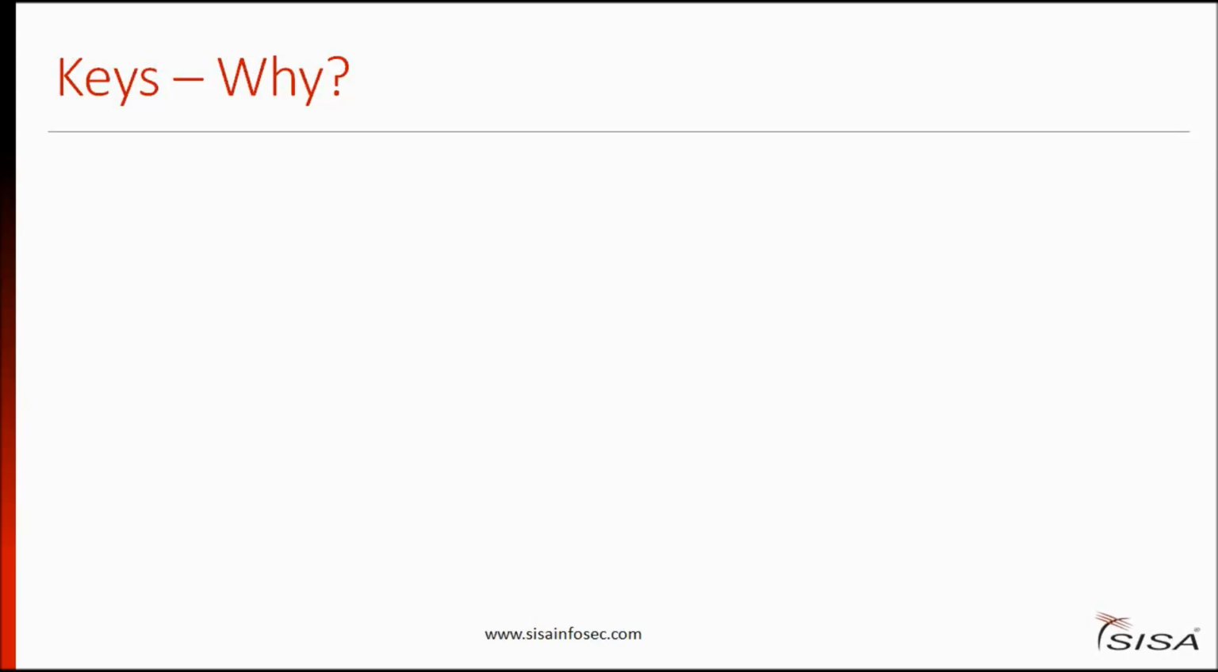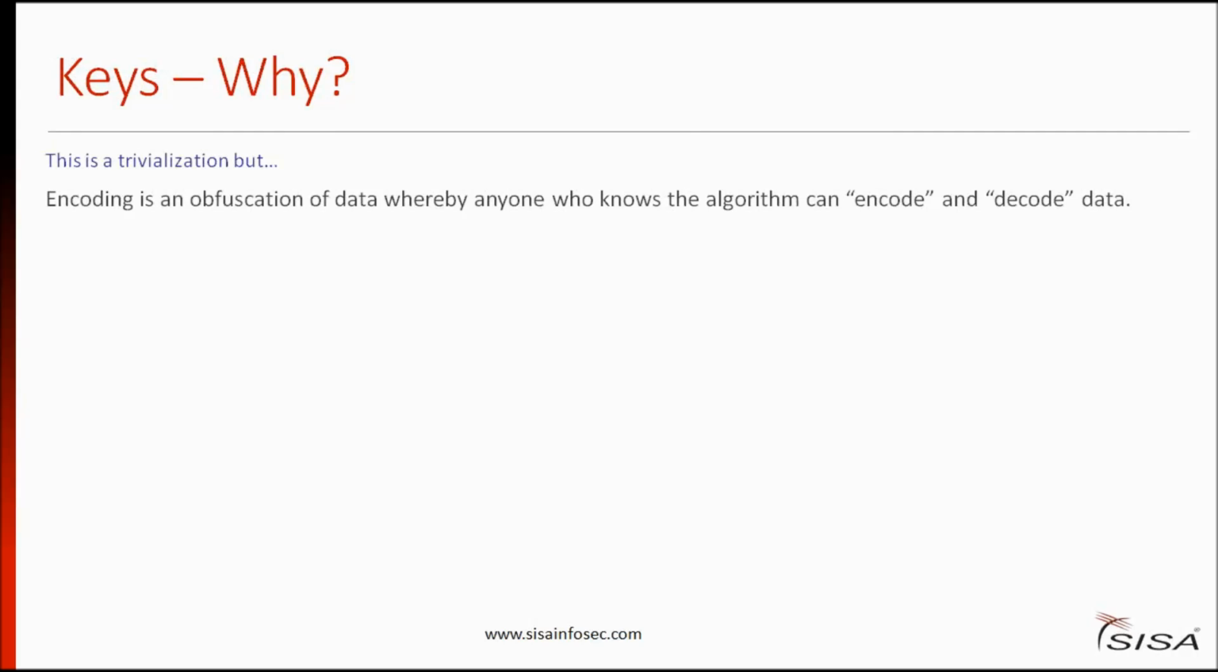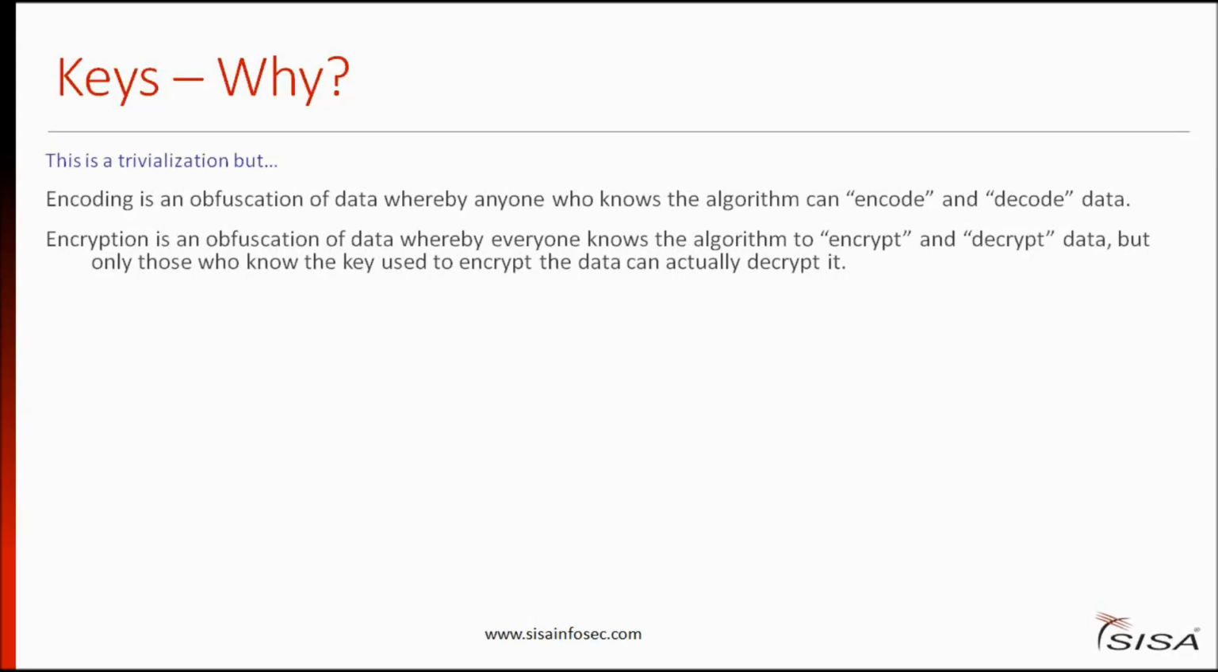Now the more important question: keys. So this is just a trivia for you. We have something called encoding, which is basically obfuscating the data, whereby anyone who knows the encoding algorithm can decode the data. Examples of encoding are Base64 encoding or binary encoding and so on. While encryption is also an obfuscation of data, everyone knows the algorithm to encrypt and decrypt the data, but only those who know the key can decrypt the actual data.